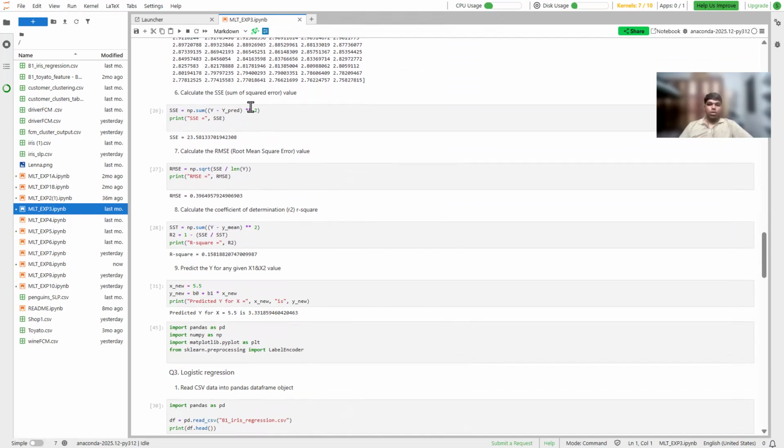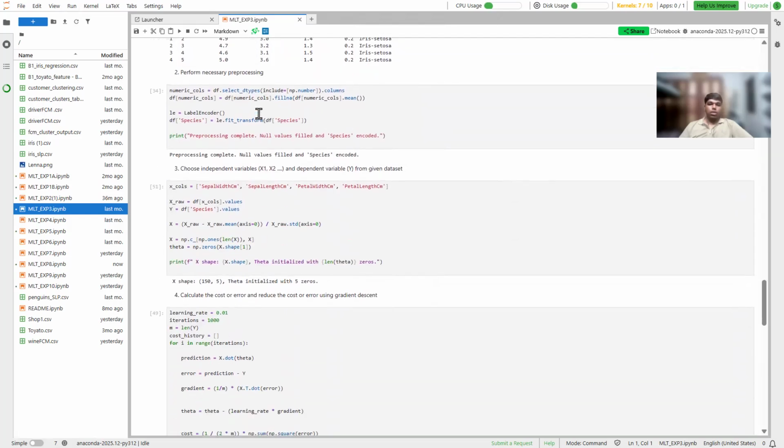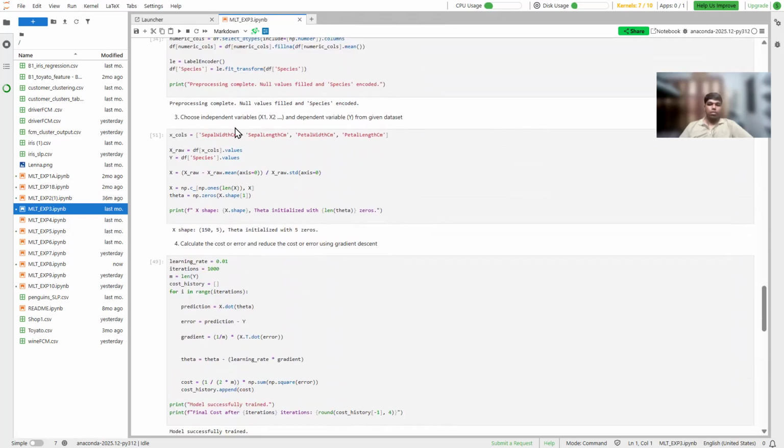Now we calculate for logistic regression. For logistic regression, we have to choose the independent variable. For choosing the independent variable, we choose the same as we used in the previous regression.